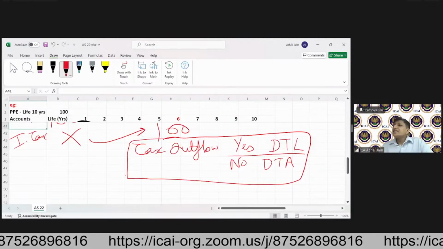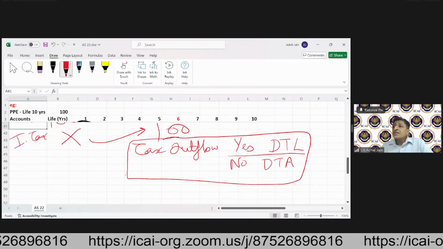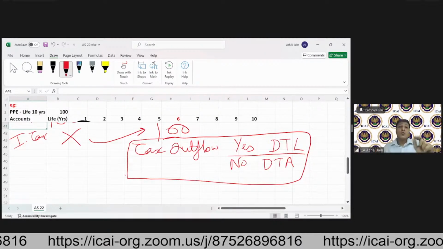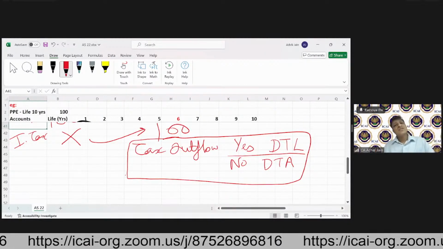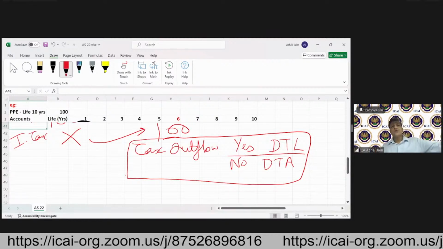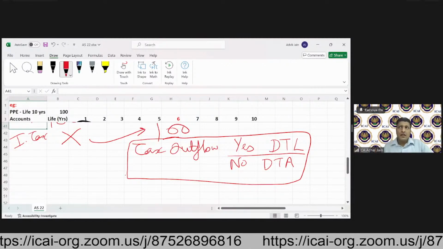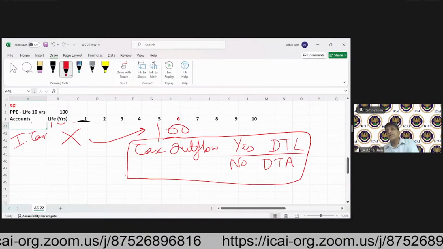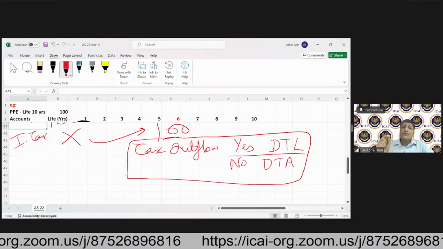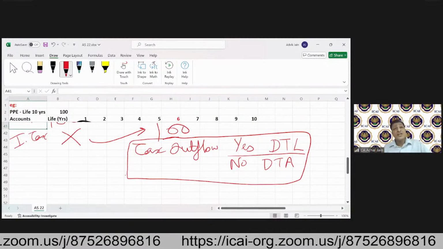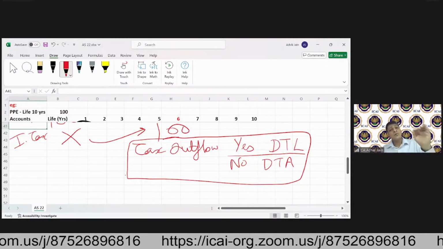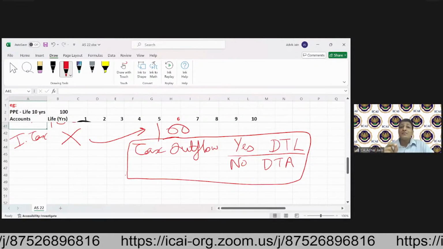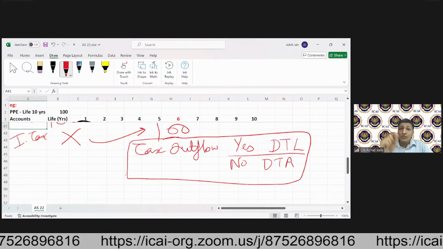A query comes from Baswant. He's asking whether we have to consider permanent nature items in DTA or DTL working. If in the question you have information about some items which will result in DTA or DTL, and some of the items are permanent in nature, then while computing deferred tax you will only consider timing differences. But for those items which result in permanent differences, you'll have to comment on that.